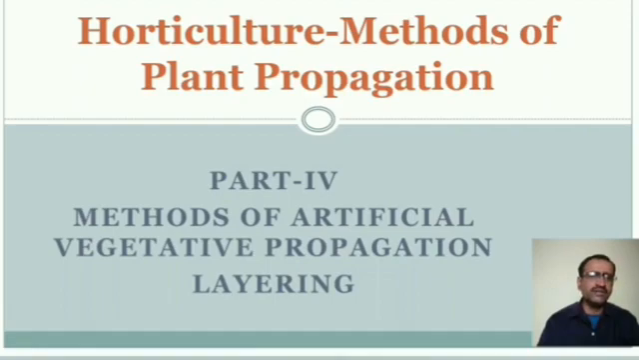There are several methods of layering, and in this part we will see two of them: mound layering and air layering. Simply, layering is a process in which, on the branch of any live plant, live roots can be developed. When roots have developed, that branch is removed and through those roots a new plant can be produced. That process is layering.